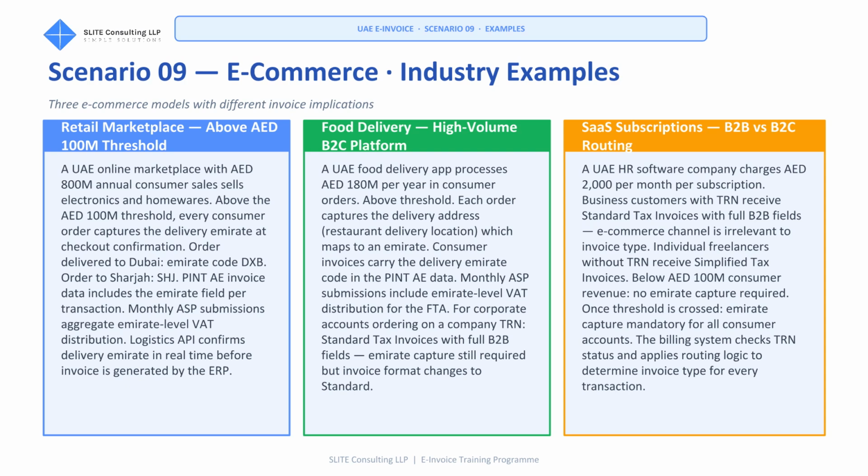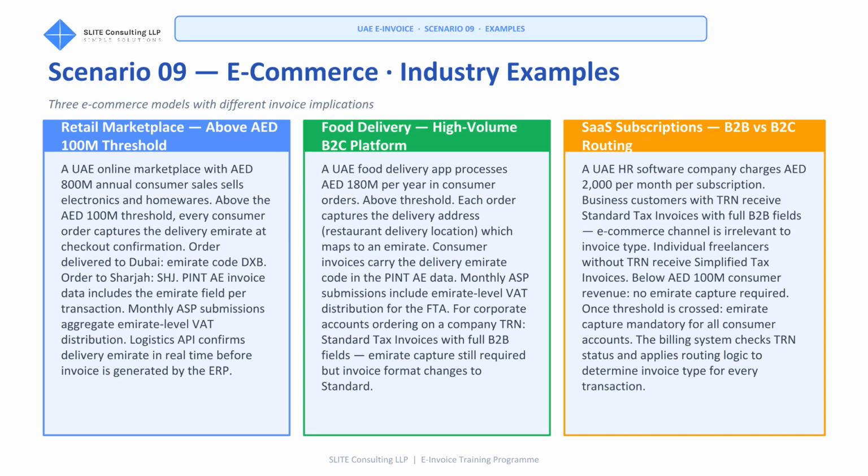Second, food delivery, 180 million dirhams per year of consumer orders, also above threshold. The restaurant delivery location maps to an emirate, captured per order. For corporate accounts ordering on a company TRN, the system switches to standard tax invoices. Emirate capture still required, but invoice format changes.